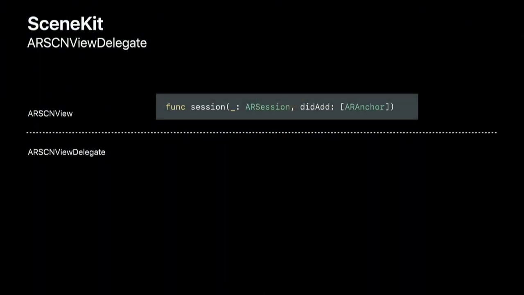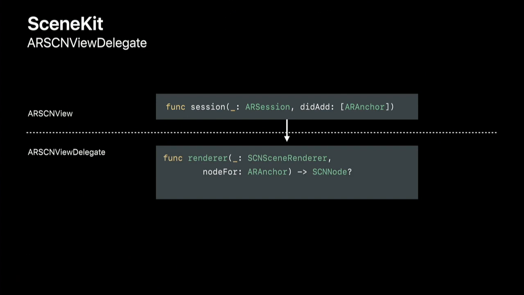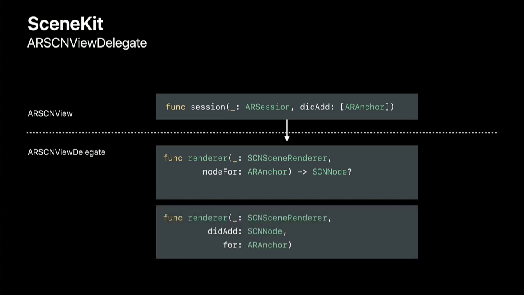And this is handled through the ARSCNViewDelegate. So every time we add a new anchor to the session, ARSCNView will create a new SCNNode for you. If you want to provide your own node, you can implement renderer nodeForAnchor and return your custom node for this. After this, the SCNNode will be added to the scene graph, and you will receive another delegate call, renderer didAddNode forAnchor.